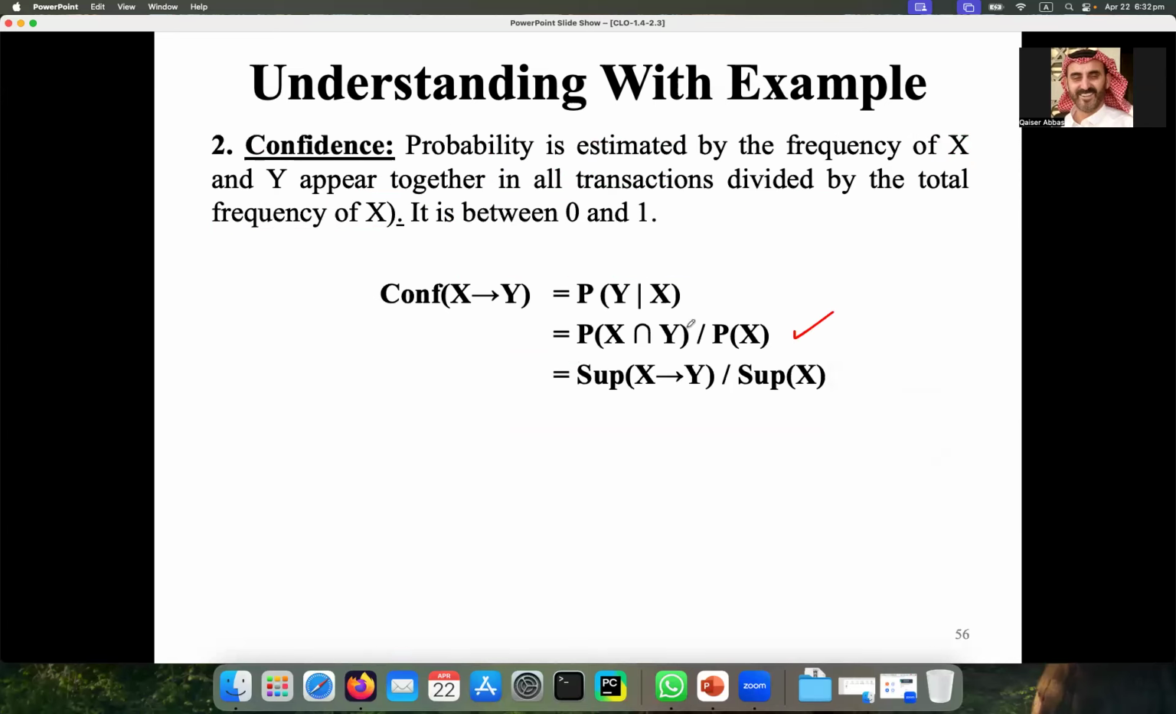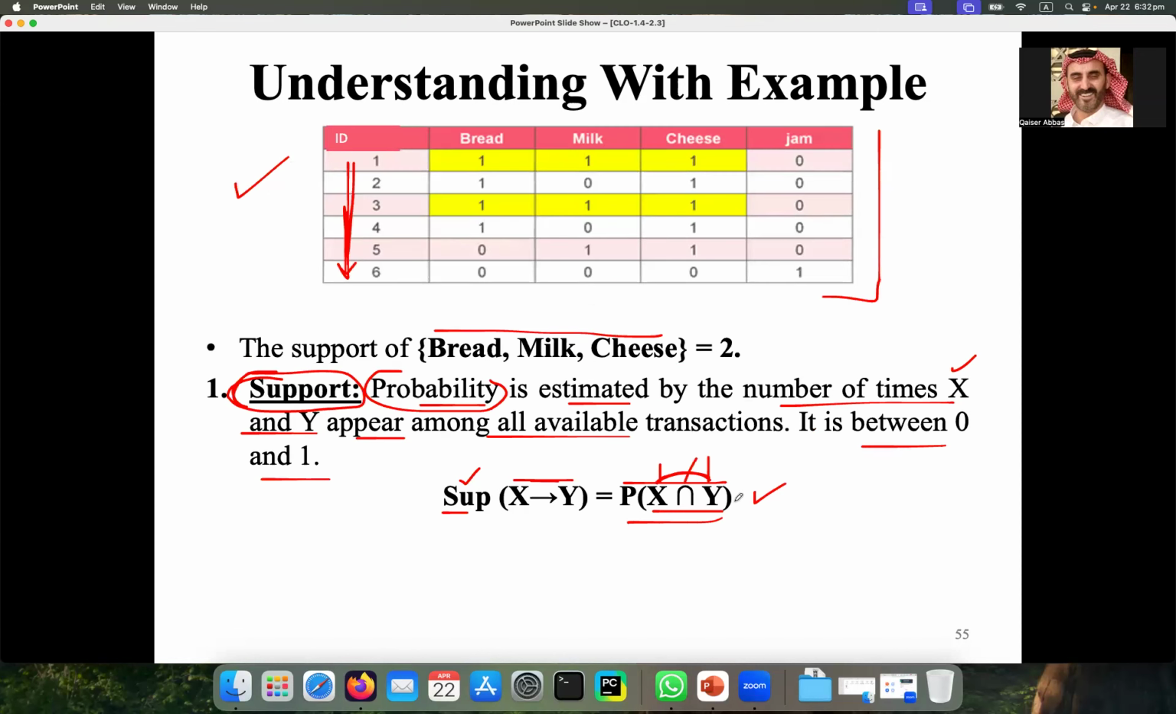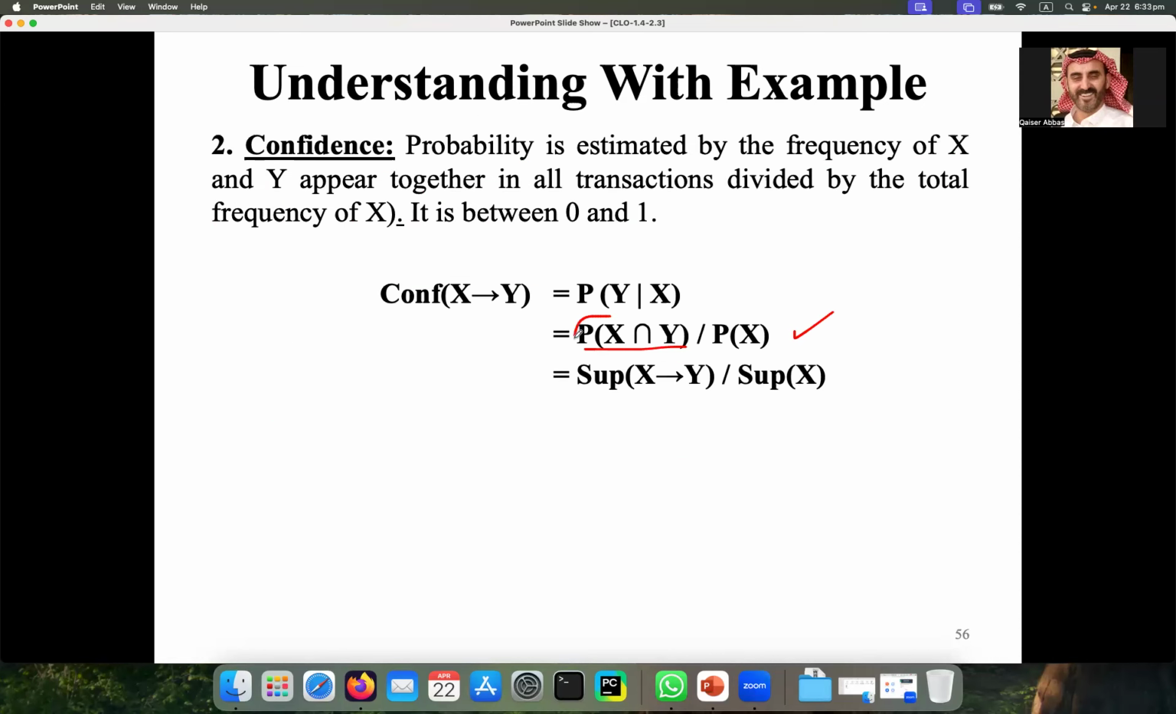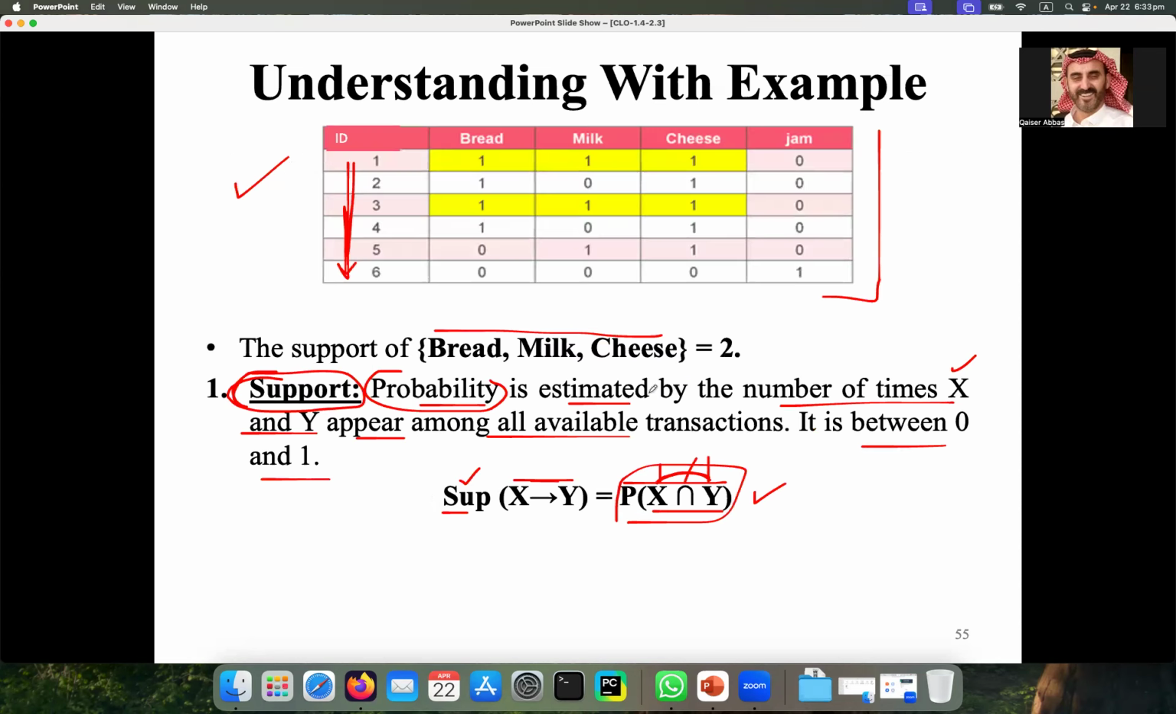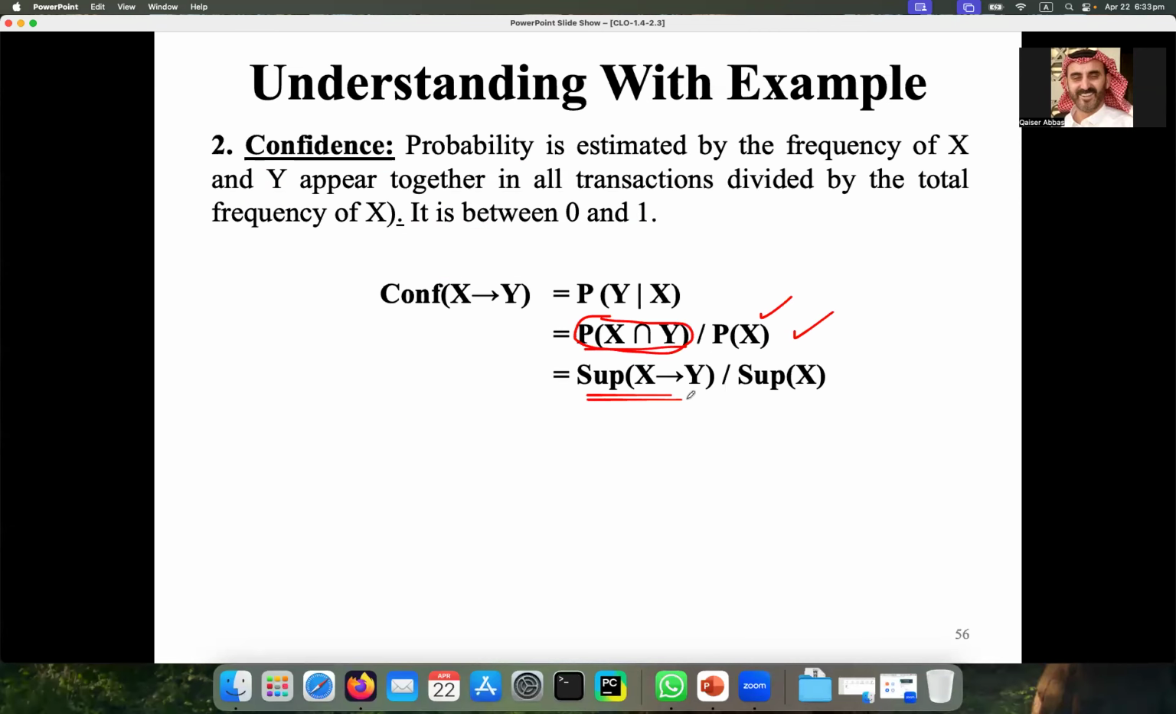So now this equation, probability of x and y, you have seen this. Half of the portion of this equation is the support that you have seen previously. But here we are saying that when you calculate the probability of x and y, this is equal to support of x and y, that previous equation. So something has the probability, and I can call it support of that something.